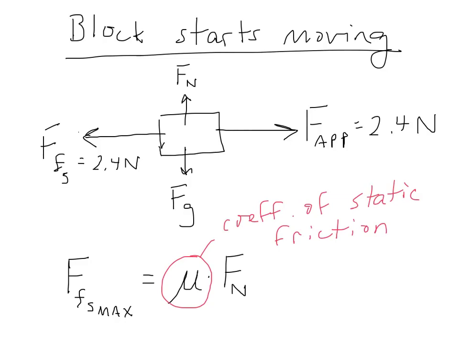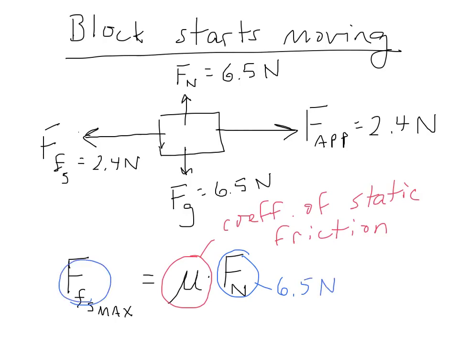Now I'm going to remind you of some of the other values that we know. Remember that this block was 6.5 newtons in weight, and we knew then that there must be a normal force from the table pushing up with the same amount, 6.5 newtons. And so we know this value here, 6.5, and we measured this value here, the maximum static friction, could only reach 2.4.